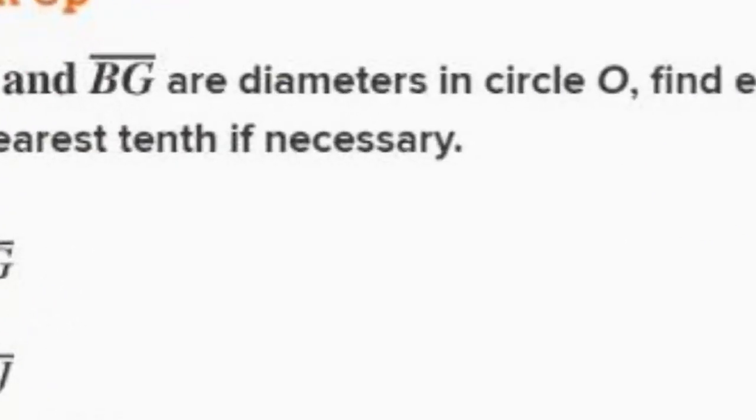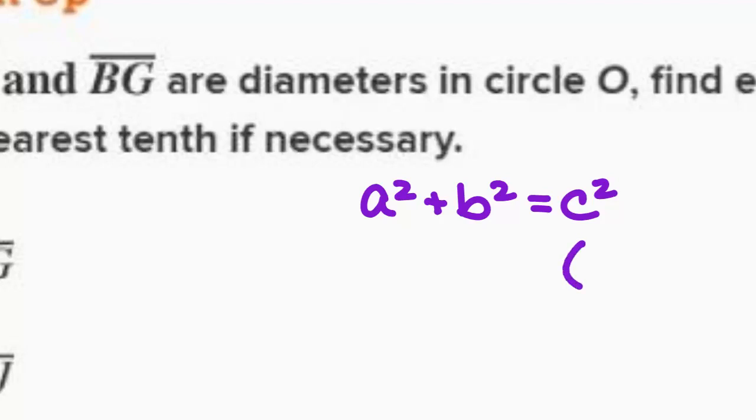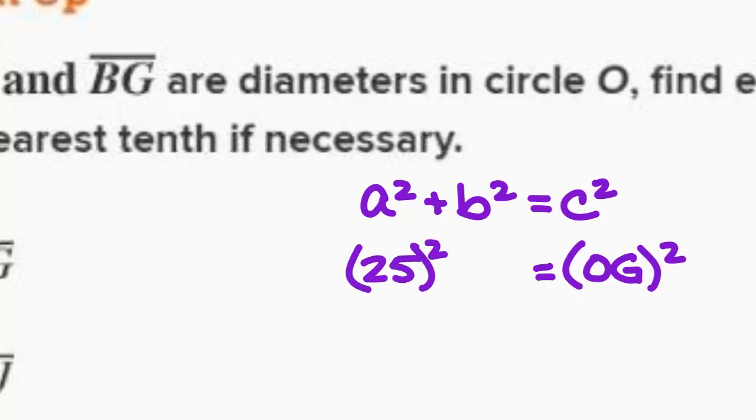Yes. All right, so we're going to do a squared plus b squared equals c squared. What should I put in for c? OG, that is what we are looking for. So OG squared. What should I put in for a and for b? 25 and 60. So I'm going to have 25 squared plus 60 squared.